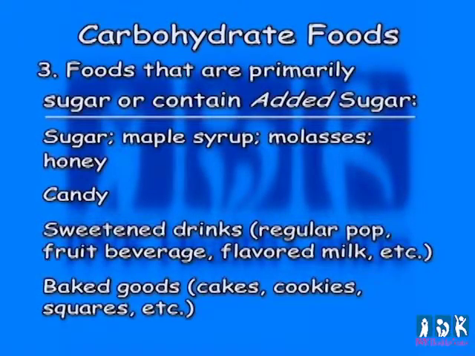The third category of carbohydrate foods includes foods that are primarily sugar or have added sugar. Examples include sugar, maple syrup, molasses, honey, candy, sweetened drinks such as regular pop, fruit beverage, and flavored milk, baked goods such as cakes and cookies and squares. Remember, children with diabetes can eat from all 3 categories of carbohydrate food. This includes sweets in moderation.